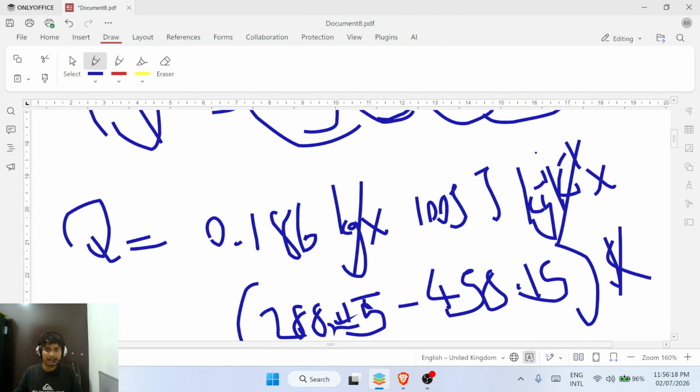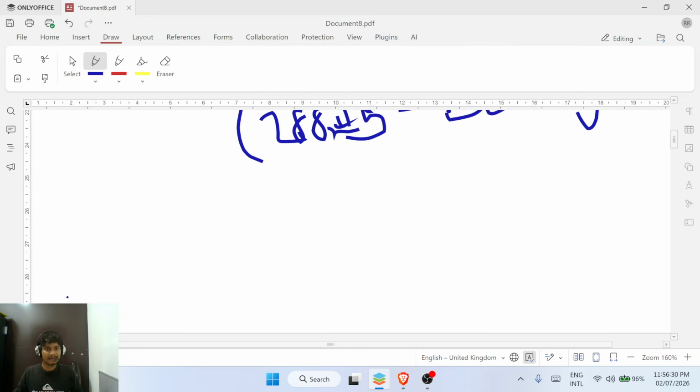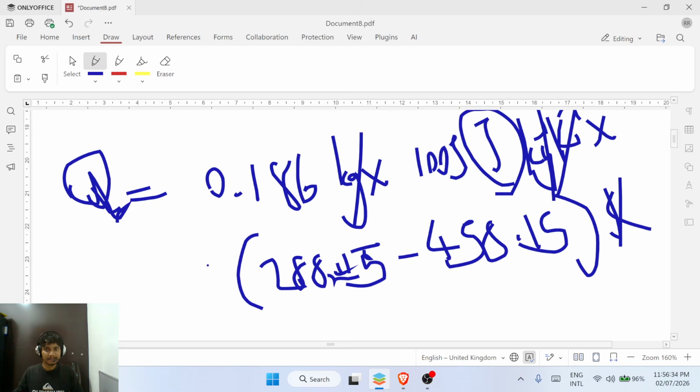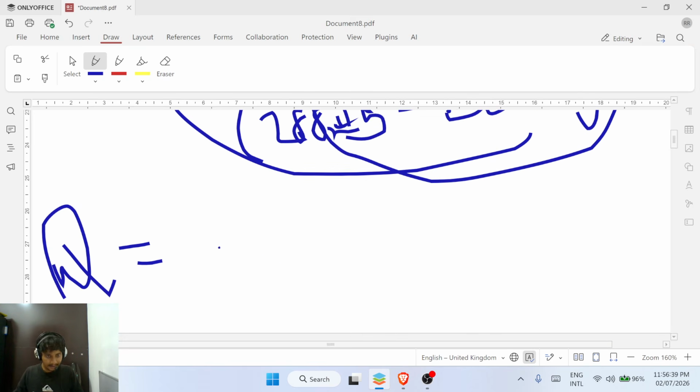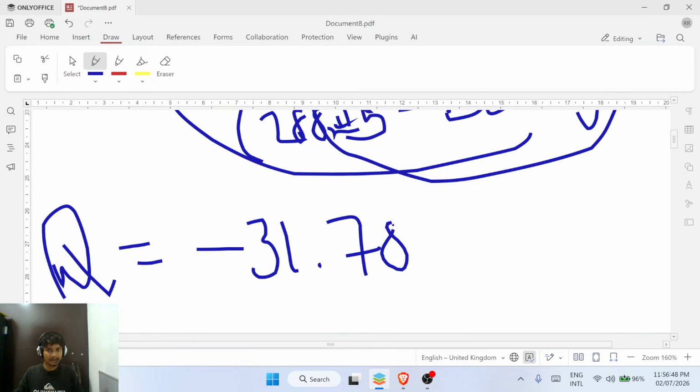Kilogram and kilogram minus 1 will be cancelled. Therefore, we will get the final answer in joule. The unit of Q, heat transfer, is also joule. Okay, we have verified the units. If you calculate this equation, you will finally get the answer for Q as minus 31.78 kilojoule. This is the final answer.